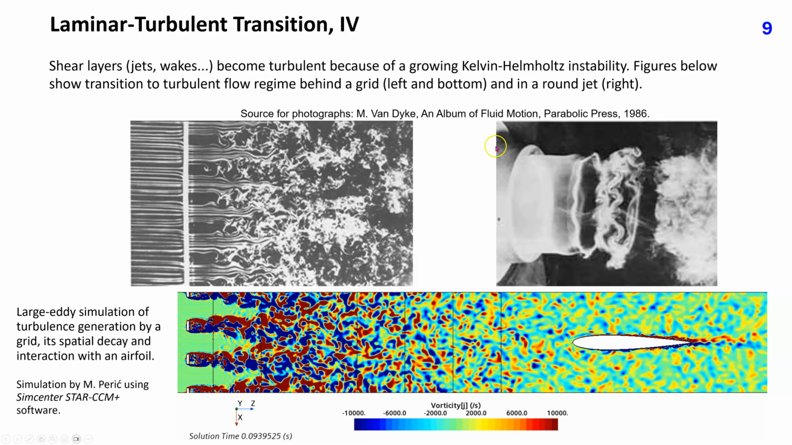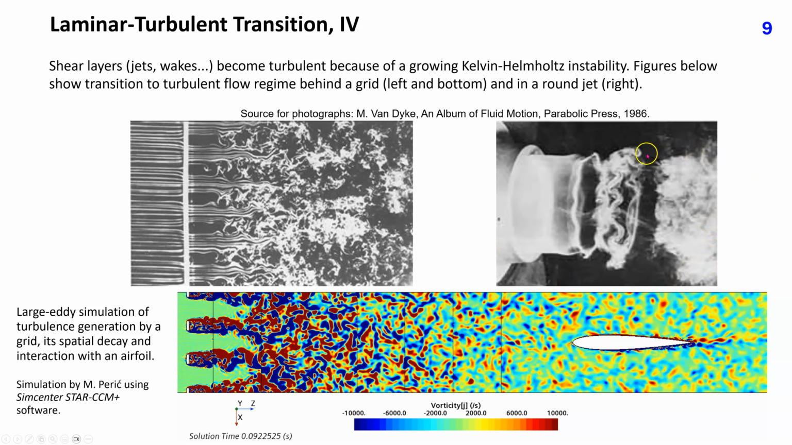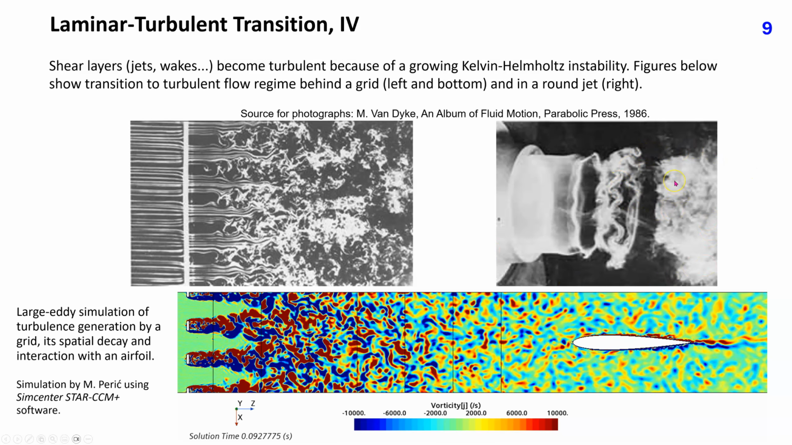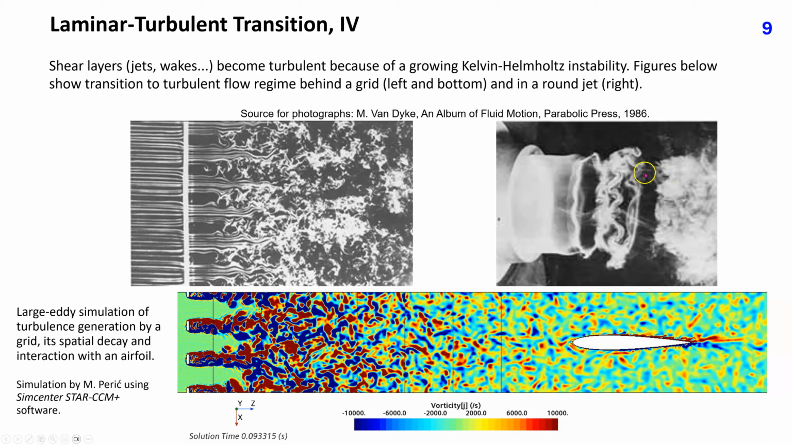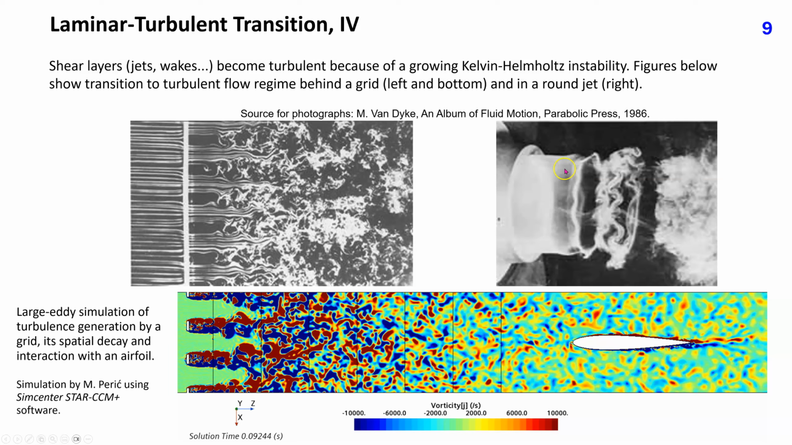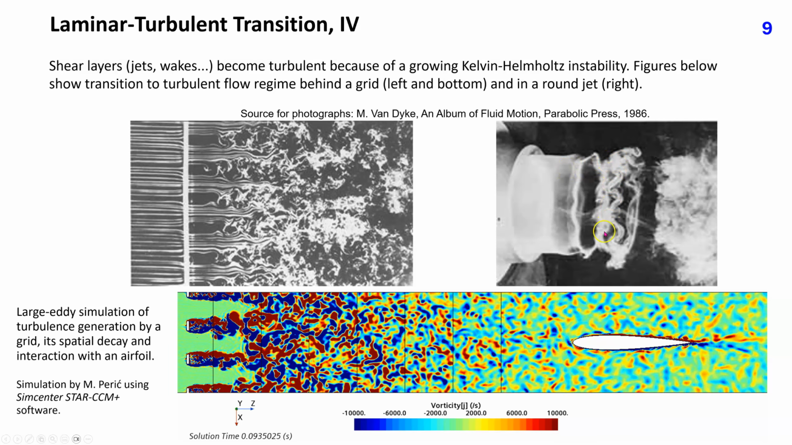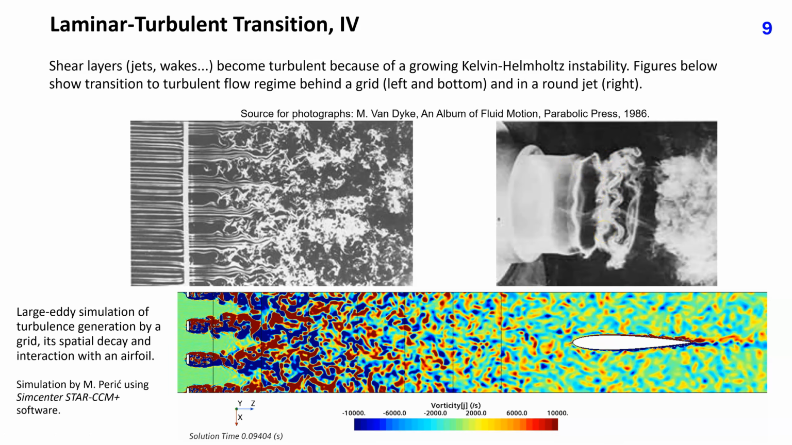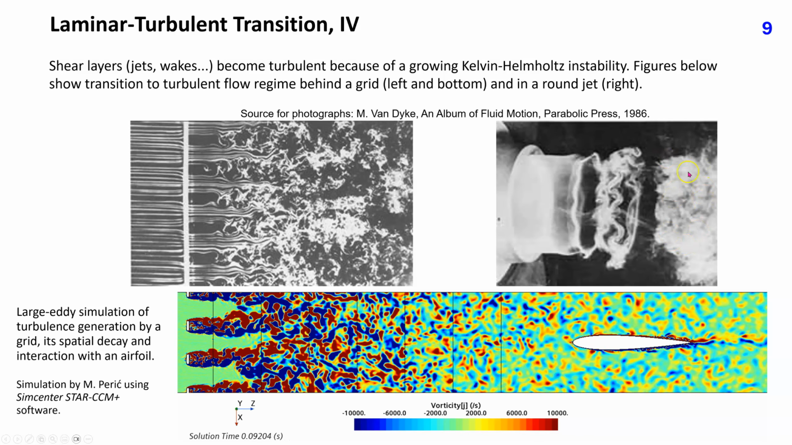This figure shows a round jet flowing out of a nozzle into a quiescent fluid. Initially, the shear layer is smooth and the flow inside the jet is laminar, but then ring vortices build up in the shear layer and further downstream they burst into a turbulent jet.